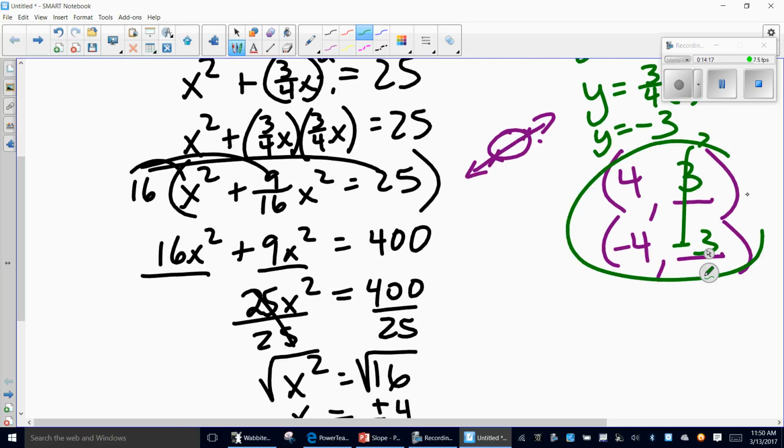Did I lose anybody on the fact that if you only have an x squared, you could just isolate it and take the square root on both sides? Okay. Right here. Here's your answer. There's your 2 points of intersection.